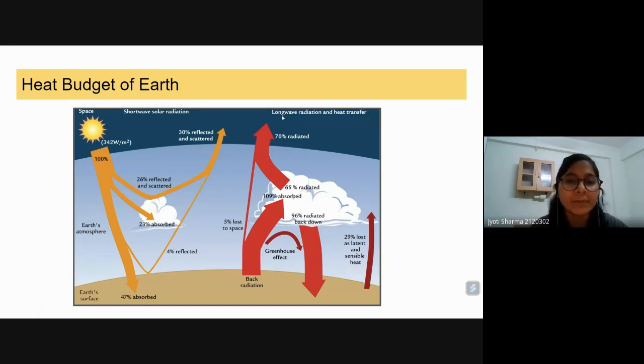You must have studied the Wien's displacement law, which says that temperature is inversely proportional to the wavelength of the radiation. If temperature is higher, it will give rise to short wave radiation; the wavelength will be lower. And if we have lower temperature, it will give rise to longer wavelength radiation, that is long wave radiation. So 30% has been reflected as short wave radiation itself, but 70% has to escape into outer space in the form of long wave radiation. After the greenhouse gas, after the back radiation, after the latent or sensible heat, the 70% radiation gets returned to outer space. So this is the heat budget of the earth.